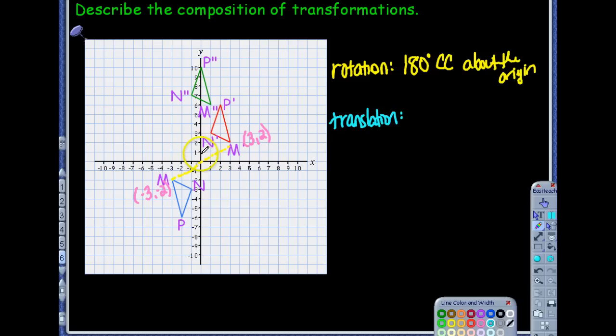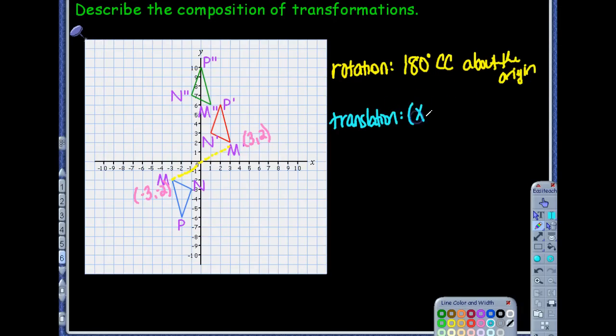Right. Now, with a translation, how do we describe it? We can describe it using coordinate notation or component form. Yes. It doesn't matter, you just have to pick one. Okay. So which one do you want to do? Well, let's just do both for checking purposes. That sounds great. Let's start with coordinate notation. Okay.